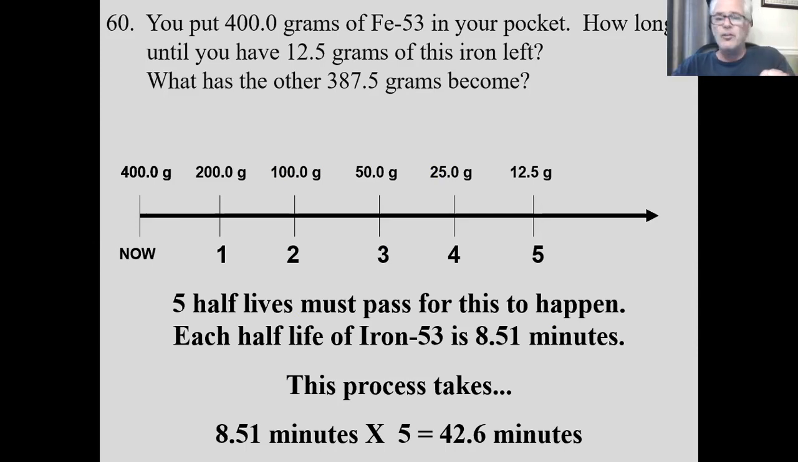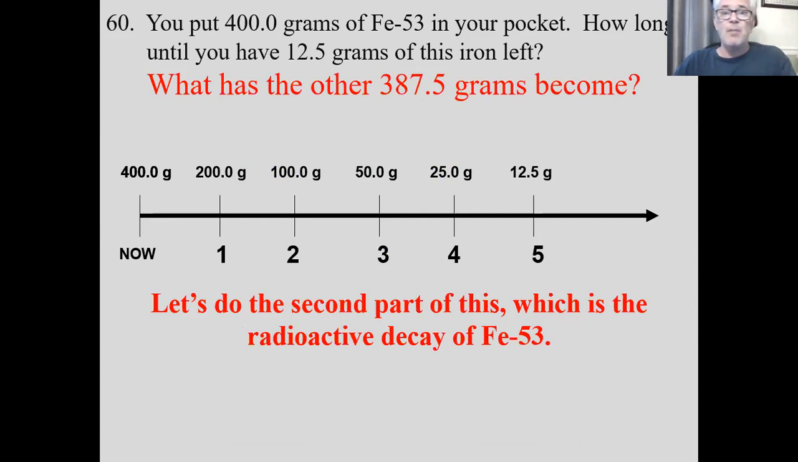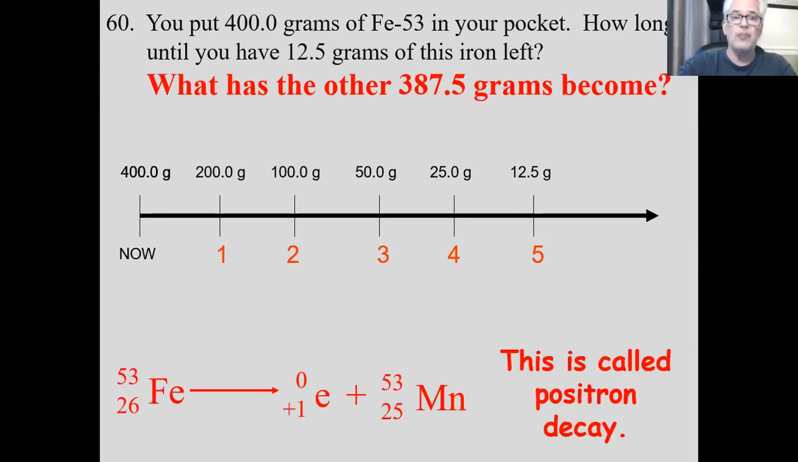What did the other 387 grams become? What did it turn into? Well, we have to do the second part of this problem, which is called the radioactive decay equation. And that's there on the bottom. The radioactive iron-53 emits a positron particle. How did I know that? I looked that up right over here.